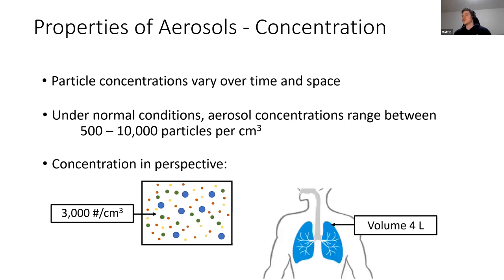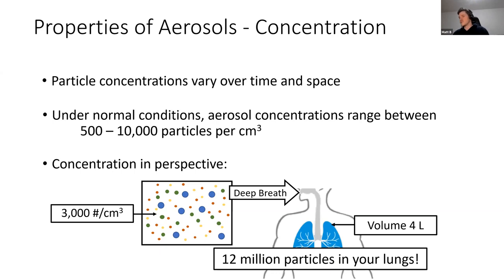And now imagine your lungs. So probably the average volume of the lungs of the people I'm speaking to is about 4 liters, and I would say that's an average capacity of your lungs. So if you imagine you exhaled all of the air in your lungs and you took a deep breath in and completely filled your lungs with this volume of air that has 3,000 particles per cubic centimeter, you would have 12 million particles in your lungs.